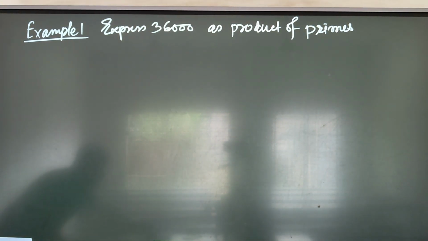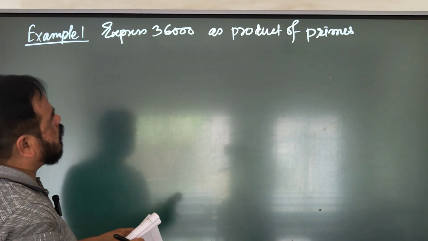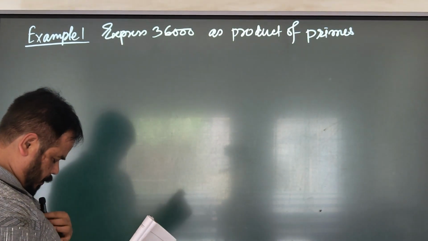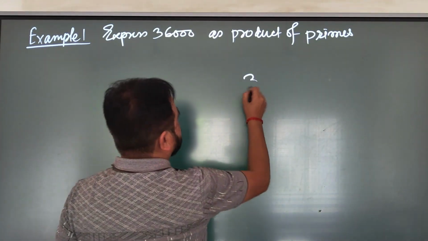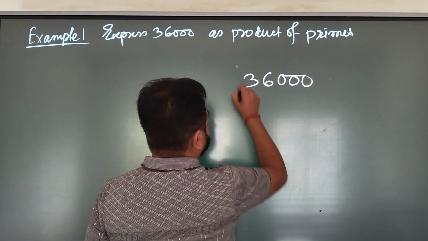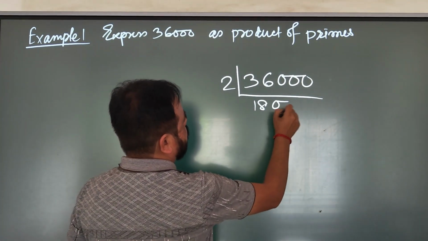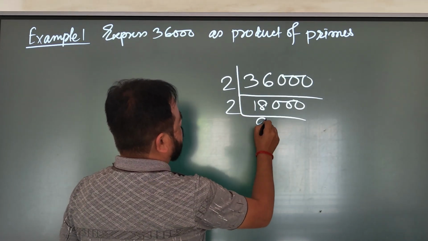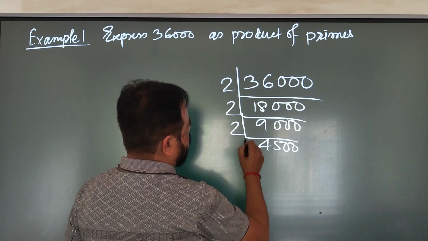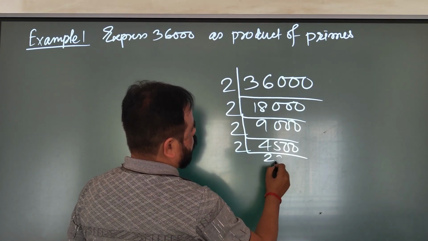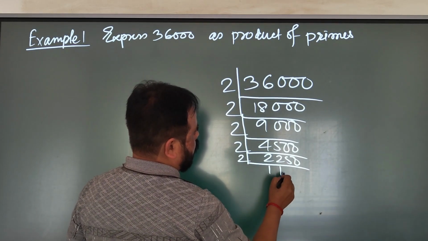Example number 1. Express 36,000 as a product of primes. So it is very simple actually. Just 36,000. Just go on dividing by prime numbers. 2 18s are 36. 2 9s are 18. 2 into 45 is 90. 2 into 2250.